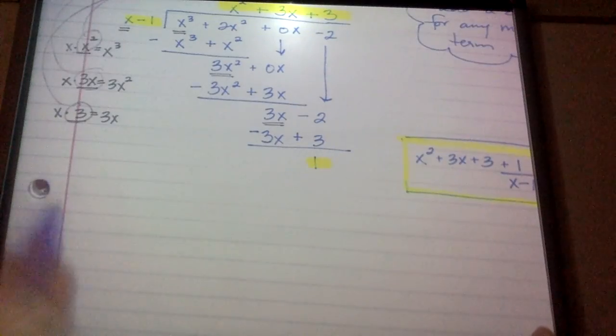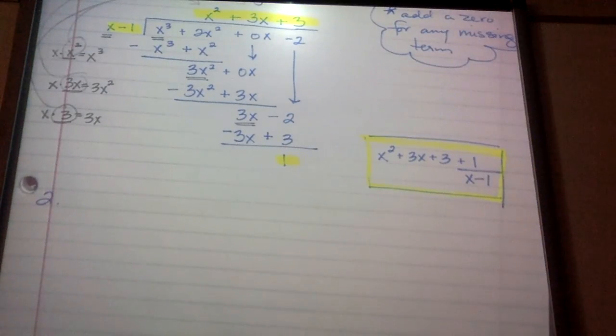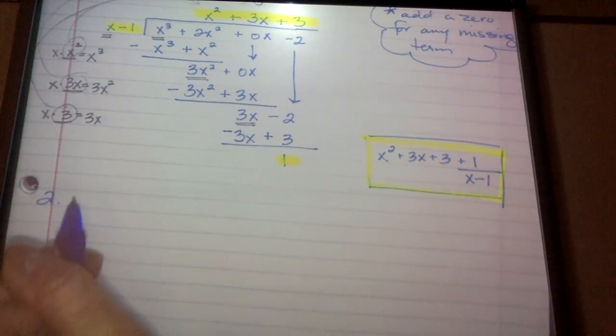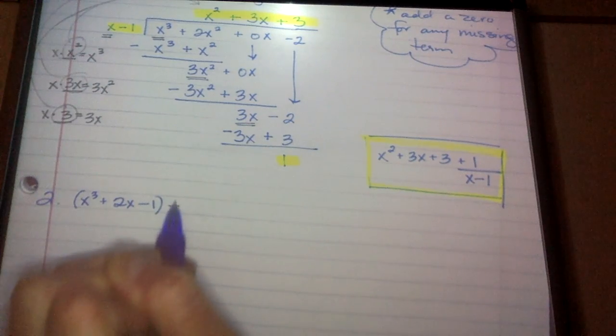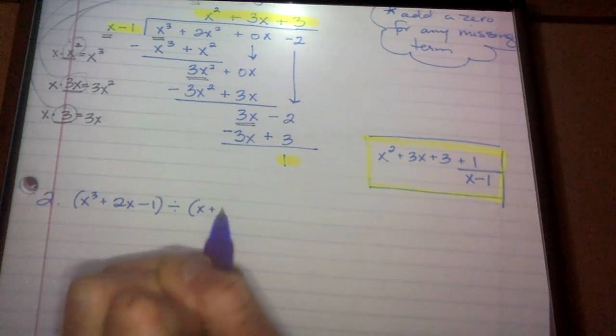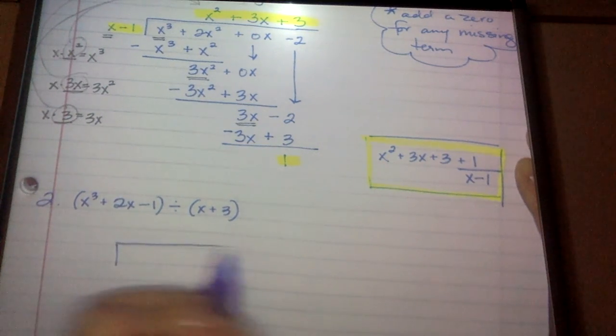I'm going to do one more. Again, I'm going to write it. You can pause and try to work it out yourself. So this time I'm going to leave out the words. I have x cubed plus 2x minus 1 divided by x plus 3. So go ahead and try to set it up on your paper.